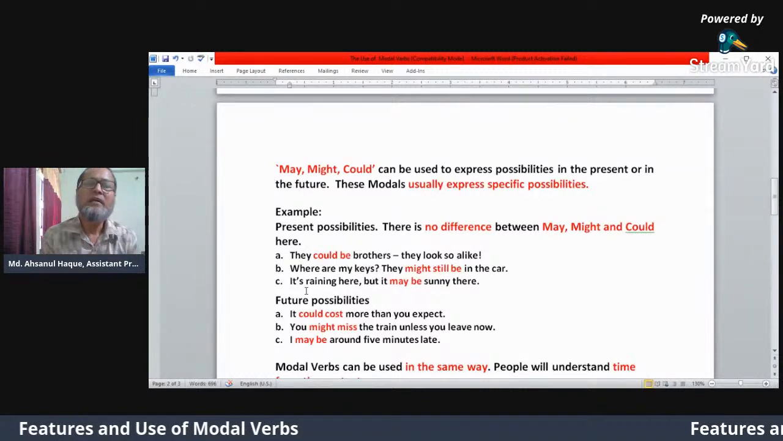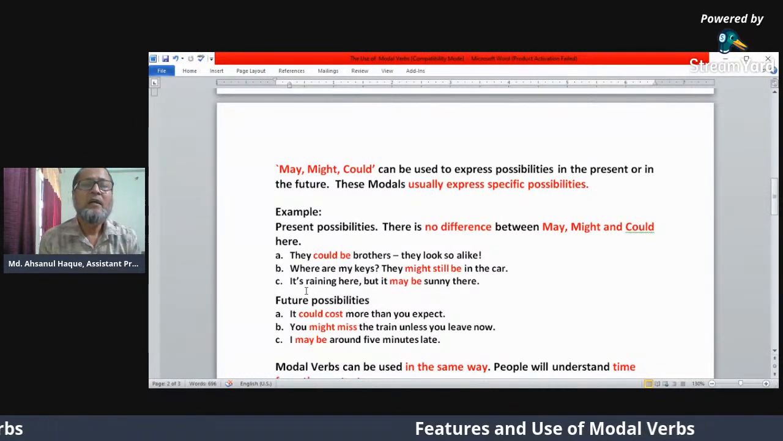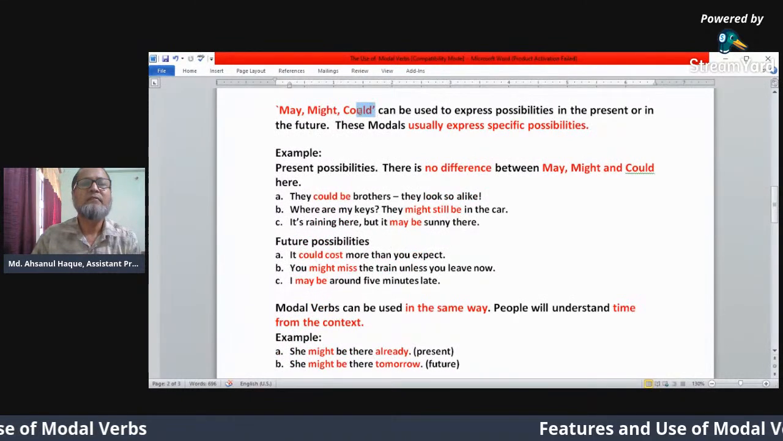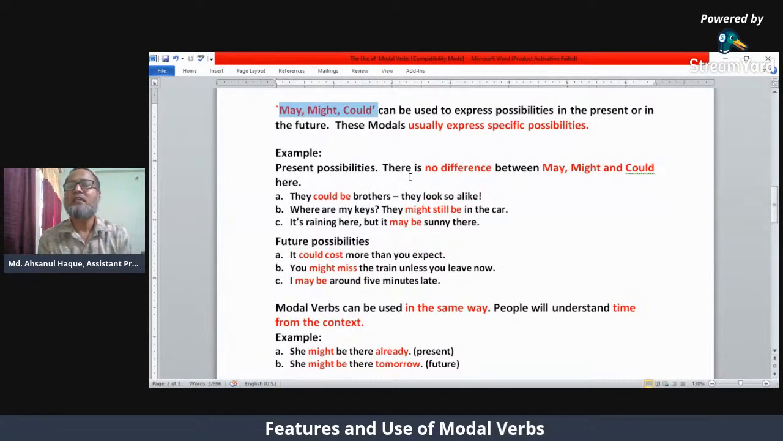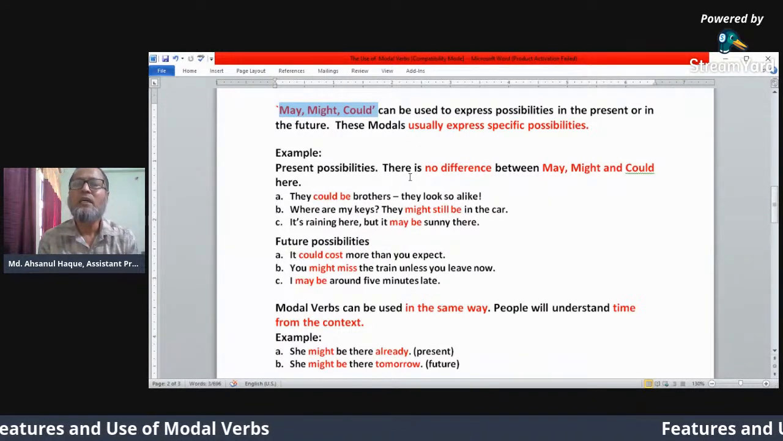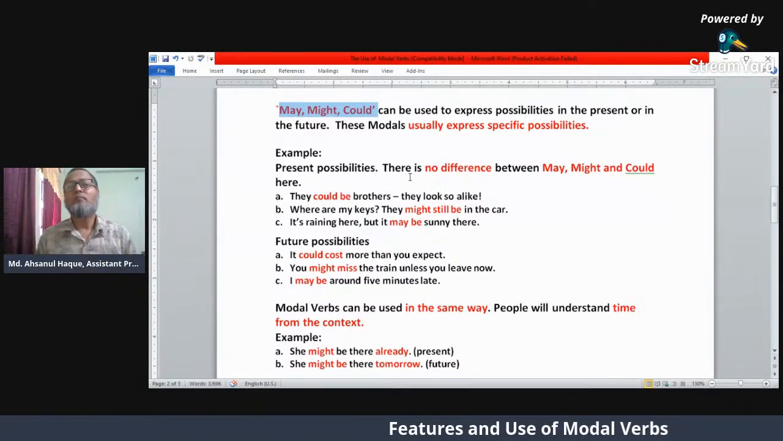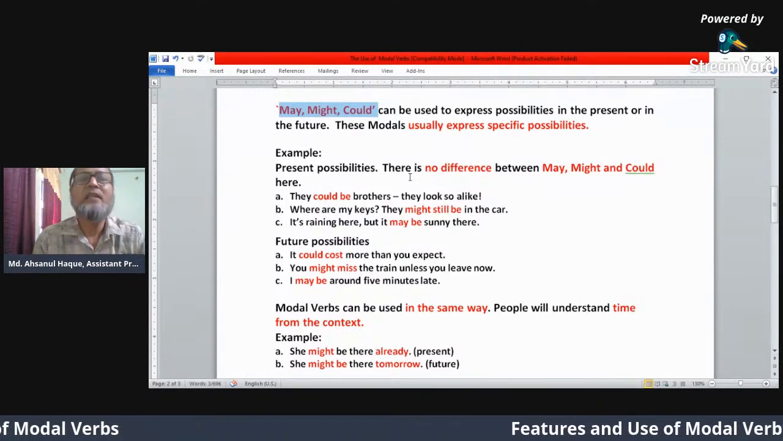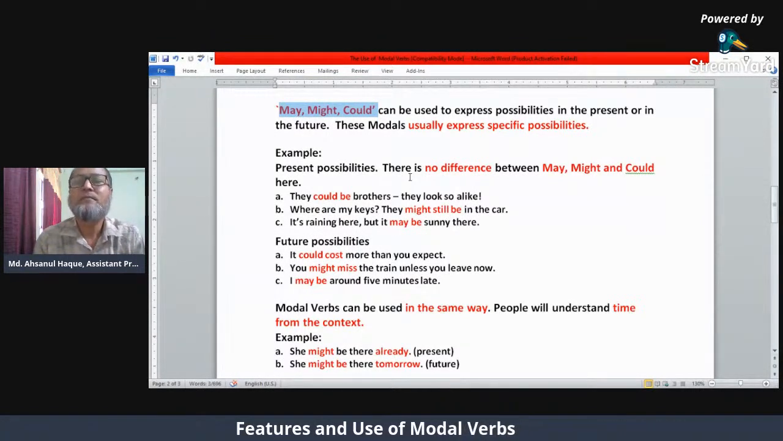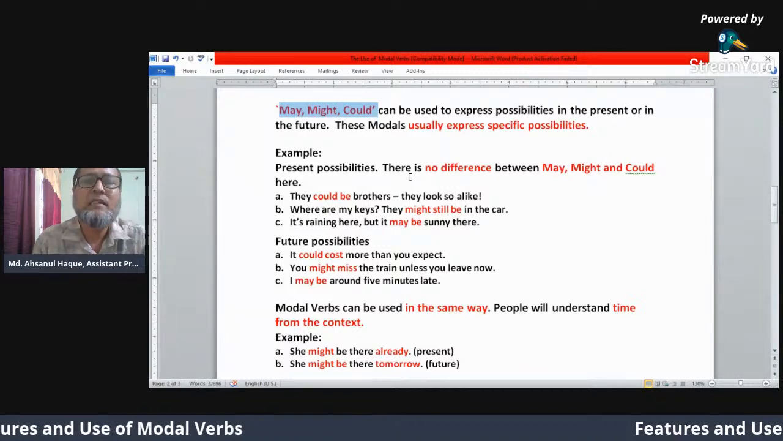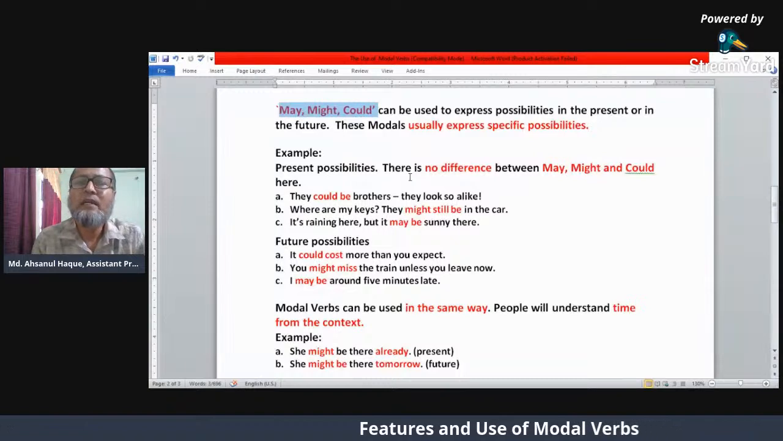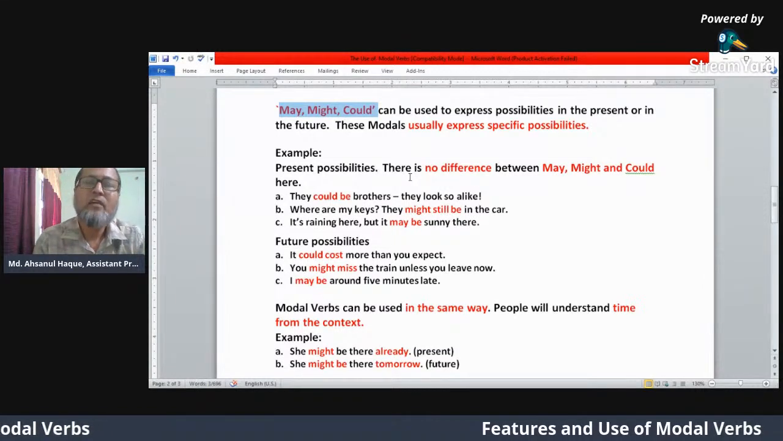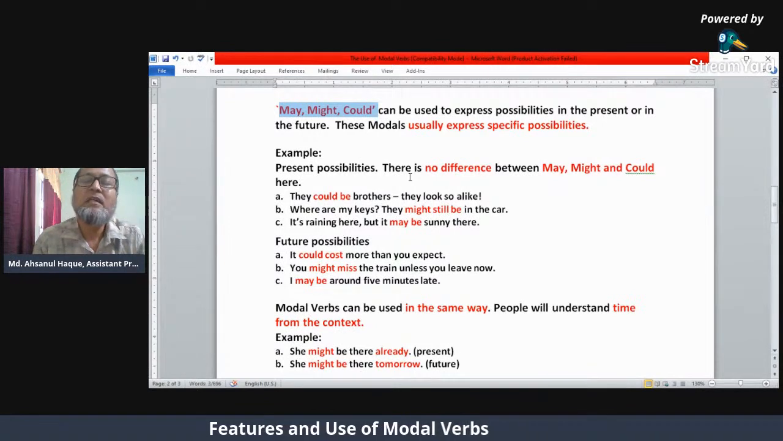And now you see how we can use may, might, and could in different ways. May, might, could, these three modal verbs can be used to express possibilities in the present or in the future. That means the same modal verbs can be used in both present and future situations. These modals usually express a specific possibility. That means when we use may, might, or could, we very often and usually express specific possibilities, not general possibilities.